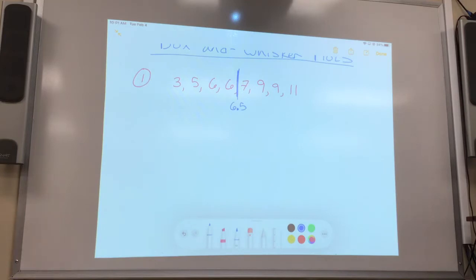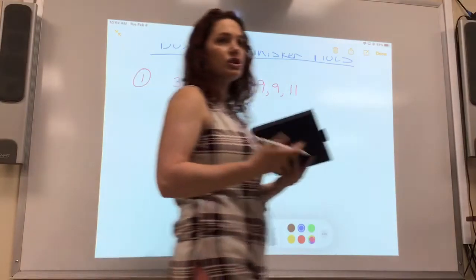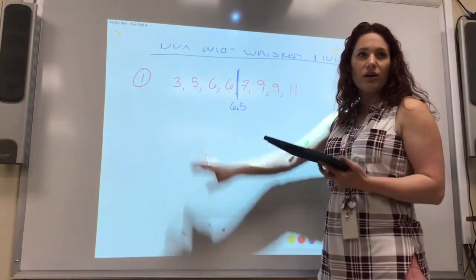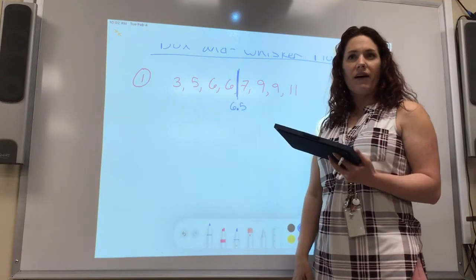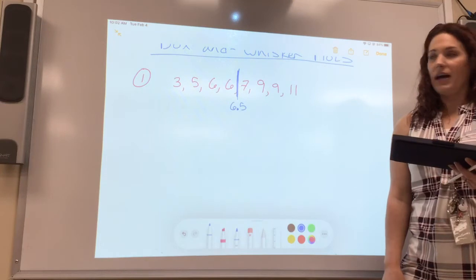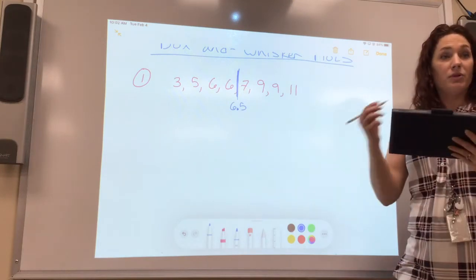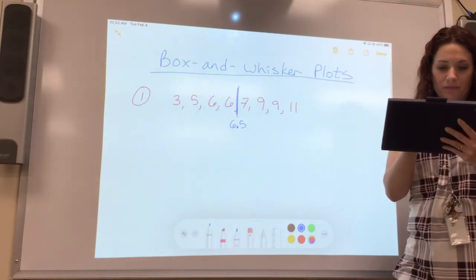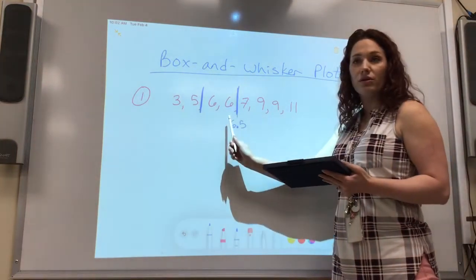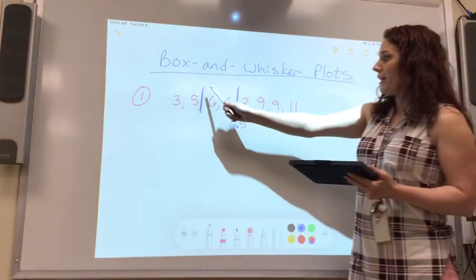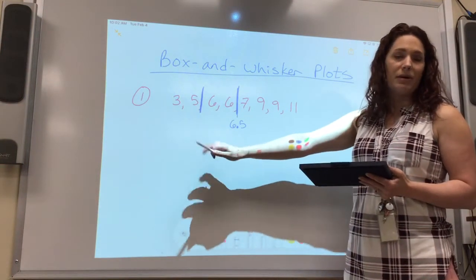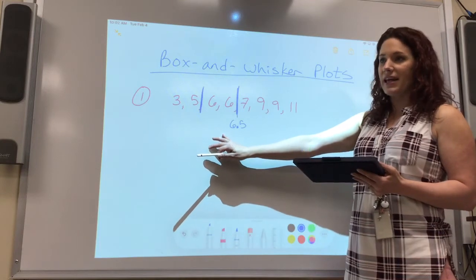Okay, next question. If I told you to split the first half in half, where could I draw a line? If I wanted to split the first half in half. Hannah? Between the 5 and the 6. Because it splits it into 2 and 2. So this right here is like the median of the first half. I'm going to give that a name in a little bit, but that's the idea behind it.